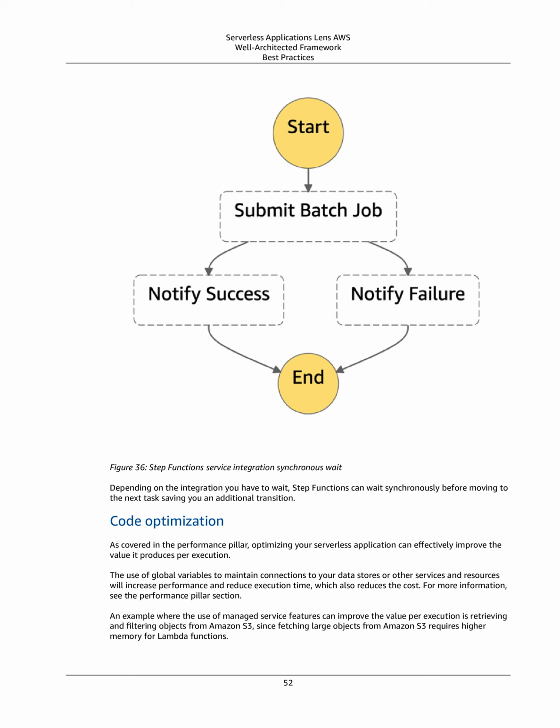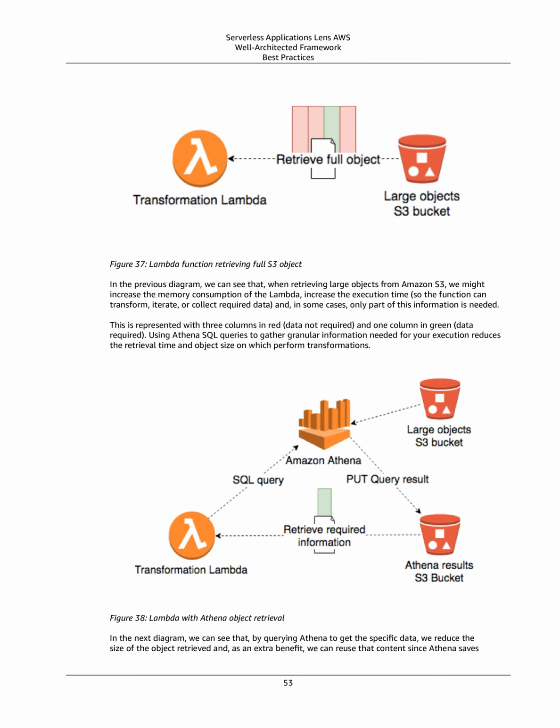An example where the use of managed service features can improve the value per execution is retrieving and filtering objects from Amazon S3, since fetching large objects from Amazon S3 requires higher memory for Lambda functions. In the previous diagram, we can see that, when retrieving large objects from Amazon S3, we might increase the memory consumption of the Lambda and increase the execution time, so the function can transform, iterate, or collect required data, and, in some cases, only part of this information is needed. This is represented with 3 columns in red, data not required, and 1 column in green, data required.